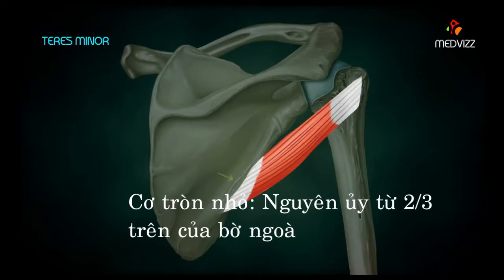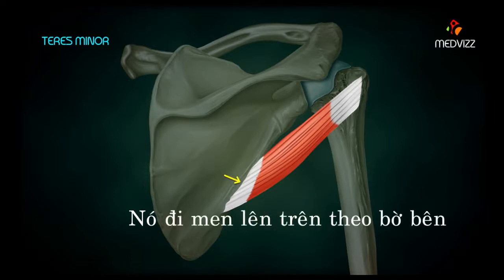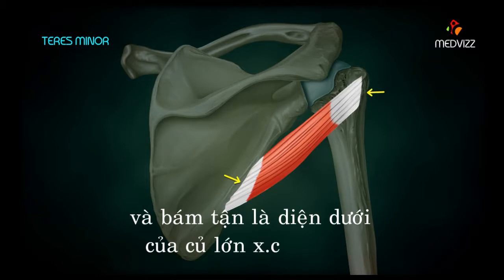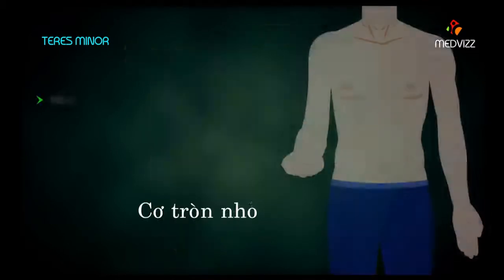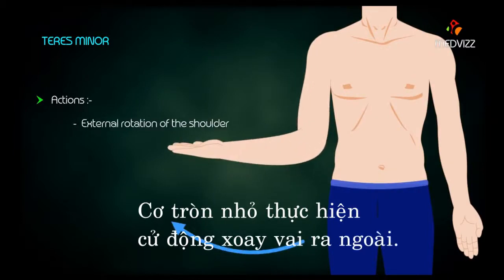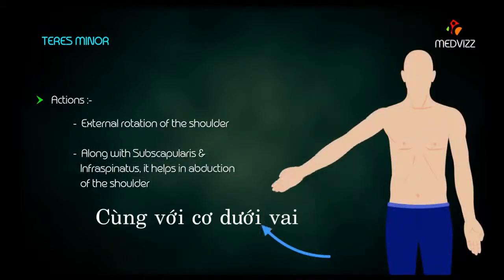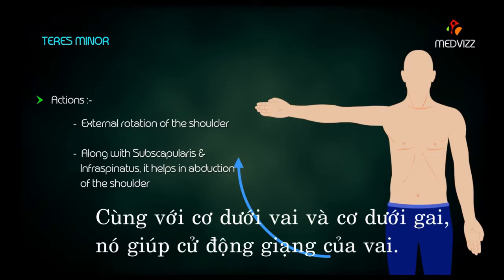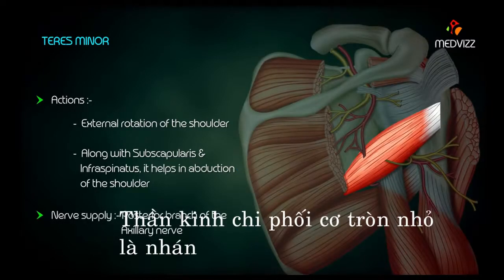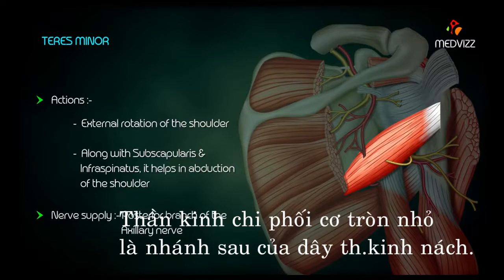Teres minor. It originates at the upper two-thirds of the lateral border of the scapula. It passes upwards and laterally and inserts into the lowest impression of the greater tubercle of the humerus. Its action is external rotation of the shoulder. Along with subscapularis and infraspinatus, it helps in the abduction of the shoulder. Nerve supply is by the posterior branch of the axillary nerve.